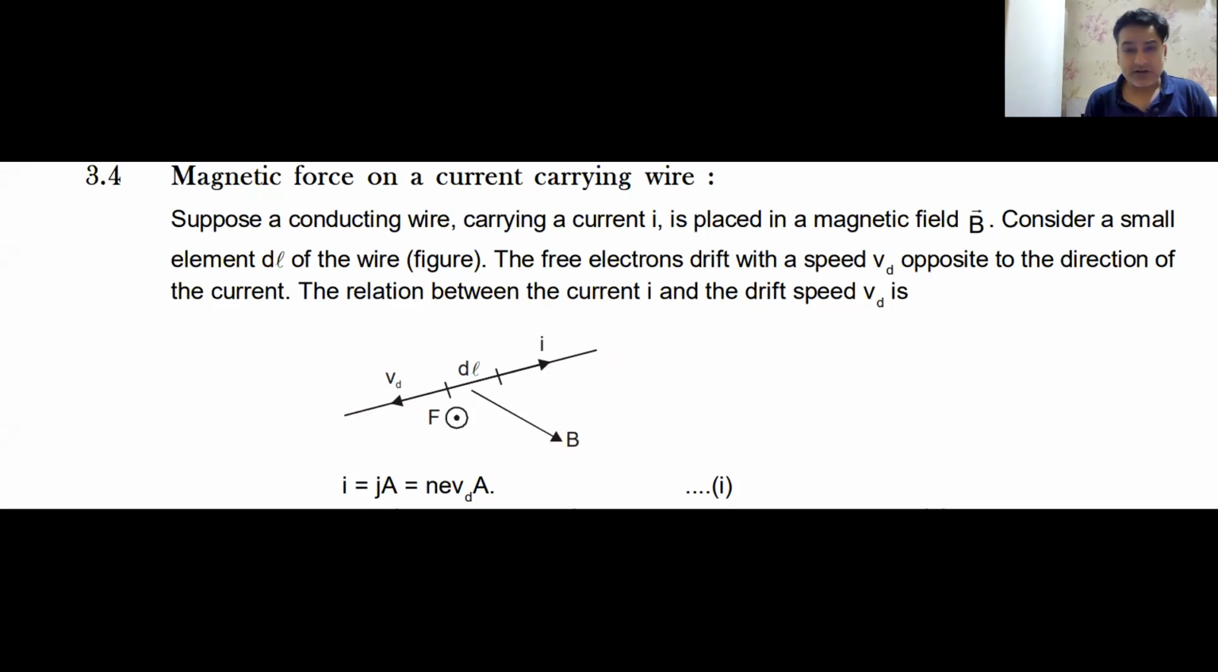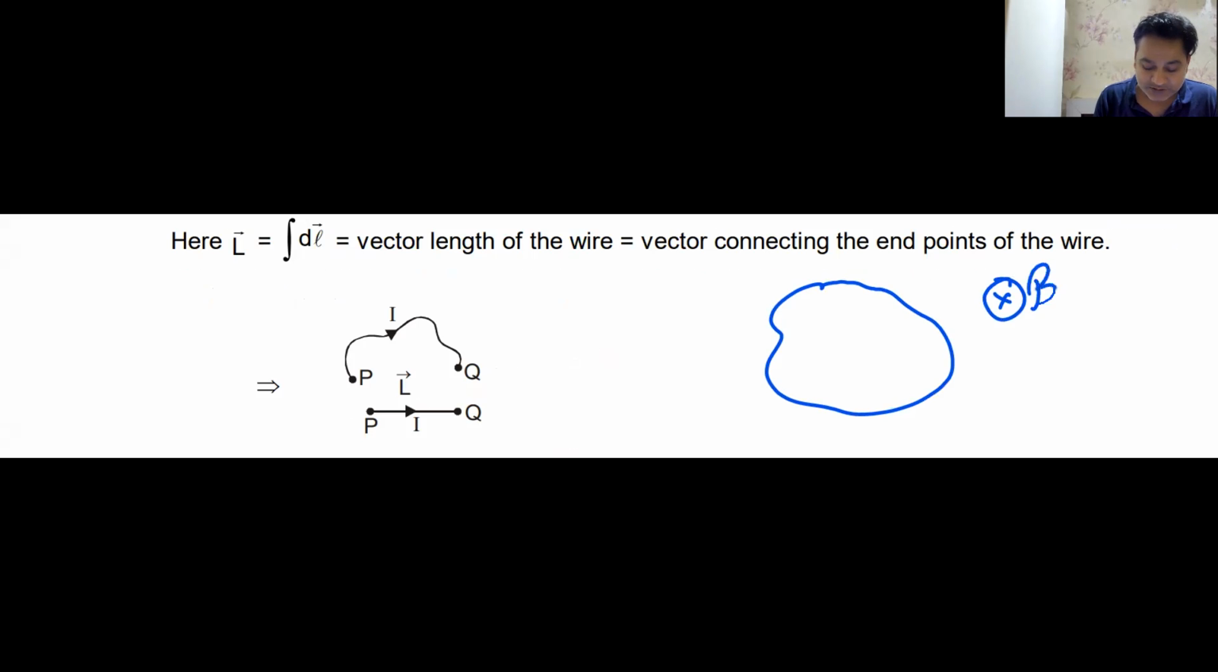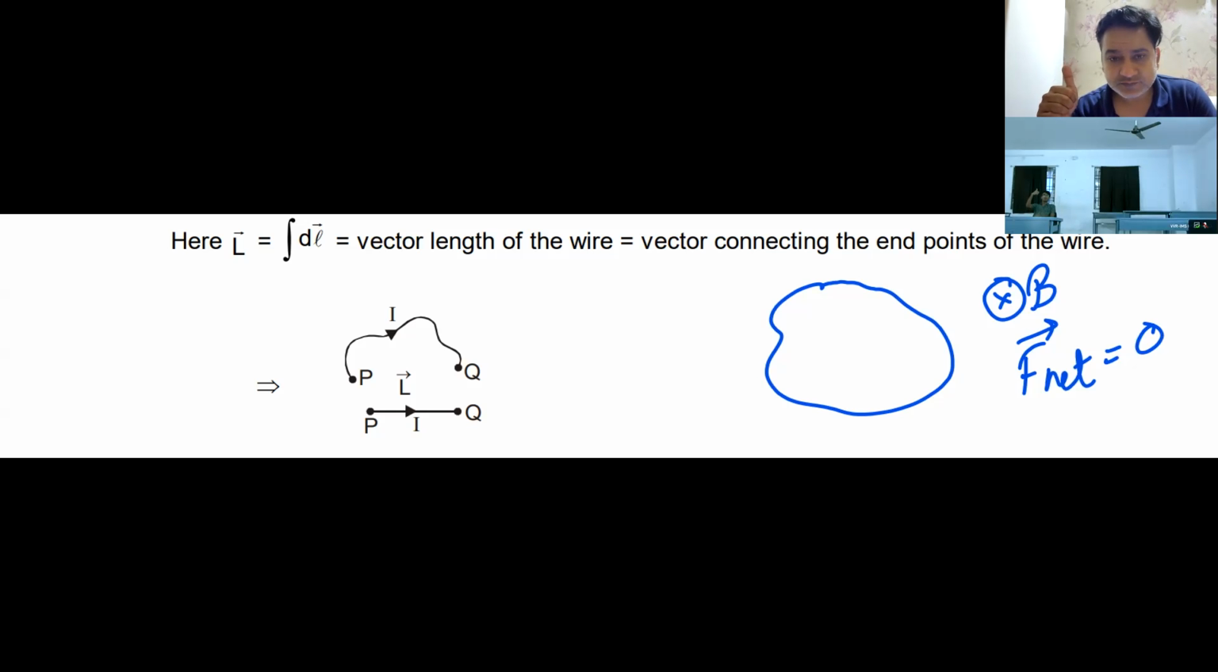And the force on a small element of a current carrying wire of length dl is I dl cross B. I hope you know this. It is very simple. And if you have a loop of wire placed in a uniform magnetic field, for any shape, for example, if you have this closed loop of wire placed in a uniform magnetic field B, the net force acting on this wire will always come out to be 0. Do you know this, beta? You know this? Yes or no?